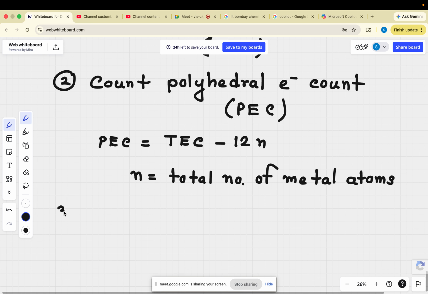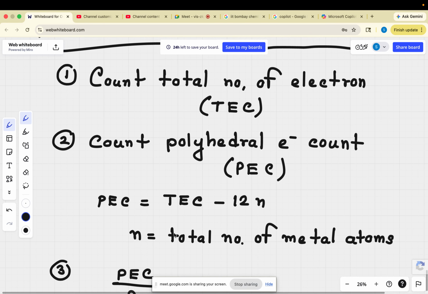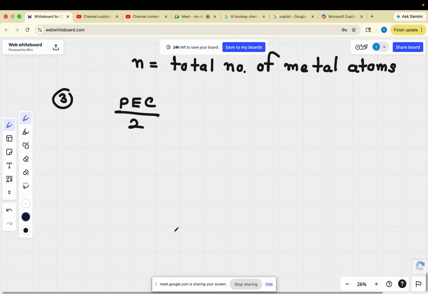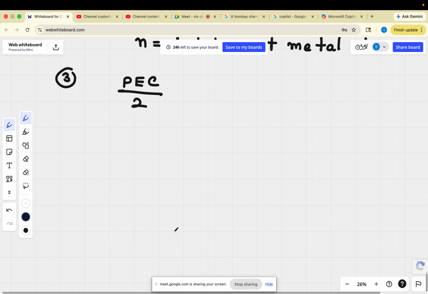And the third thing is what? You have to do PEC divided by 2. So these are the steps you have to follow. First of all you have to calculate total number of electron. Second, you have to find out PEC value, polyhedral electron count, and PEC is equal to TEC minus 12N. N is equal to total number of metal atoms. Now if you are getting PEC, divided by 2, you are getting your value.